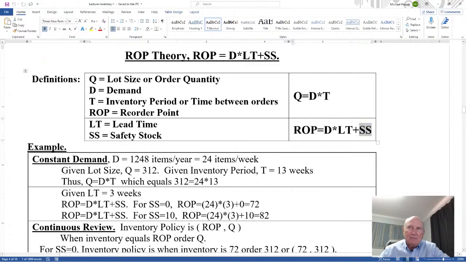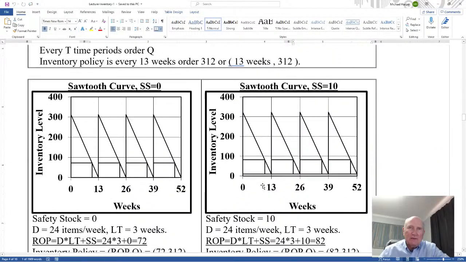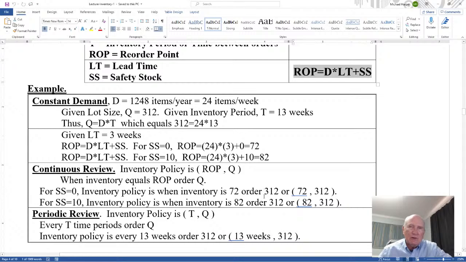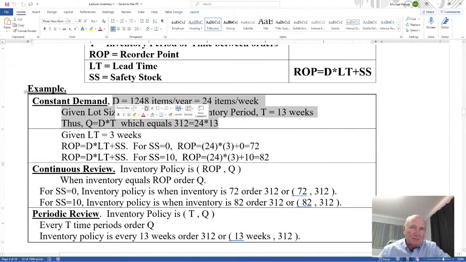Now the concept of this equation we will get into down here in the graphs. But before we get there, let's just go through some examples. Let's go back to the demand of 1,240 items a year, 24 items a week. Given the lot size of 312, inventory period of 13 weeks, and the QDT equation is given to be that. This we did on the previous page. Now, let's go into the ROP.